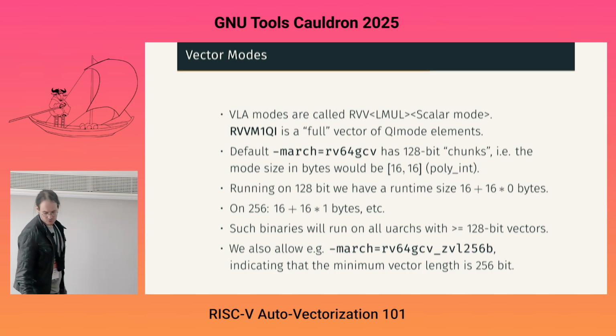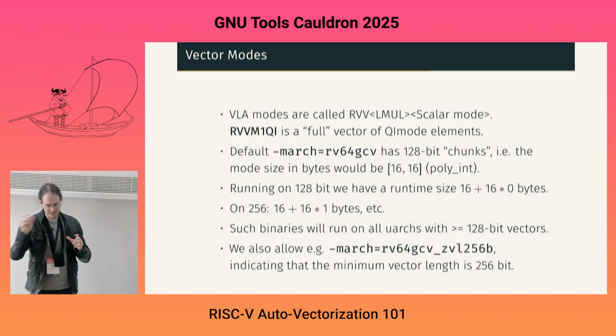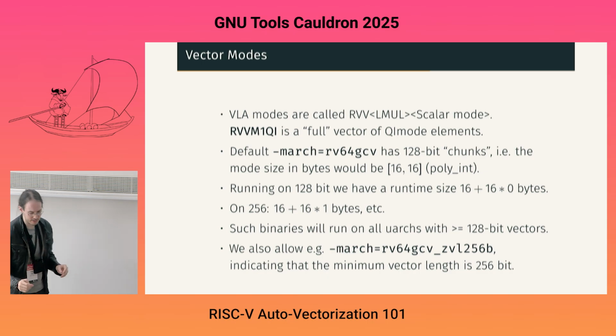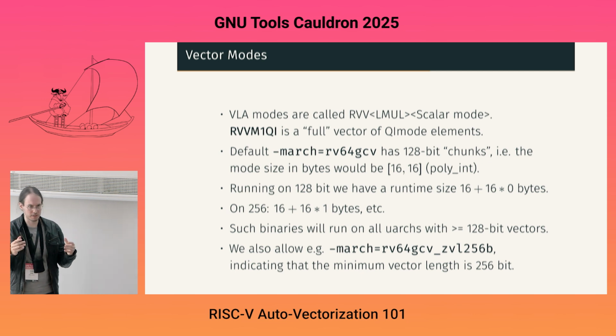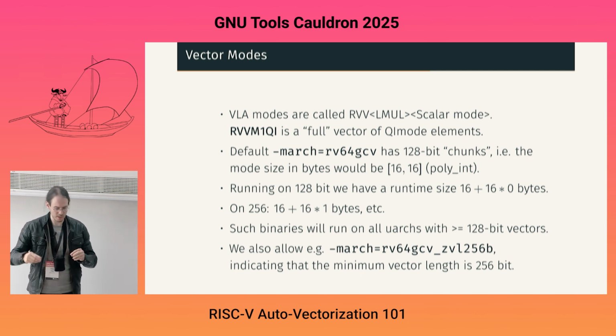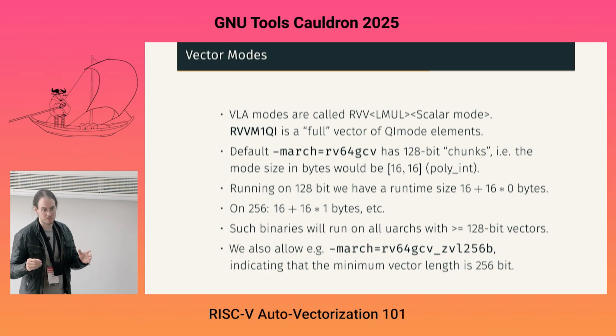So a bit of a short excursion to how our VLA modes are called. They always have this RVV prefix, then the Elmo, usually 1, and then the scalar mode. So there's no big surprises there. RVV M1 QI is a full vector of QI modes for the current architecture, but it obviously translates. So it's 128-bit on a 128-bit implementation and more. So these have a bit of a double meaning.